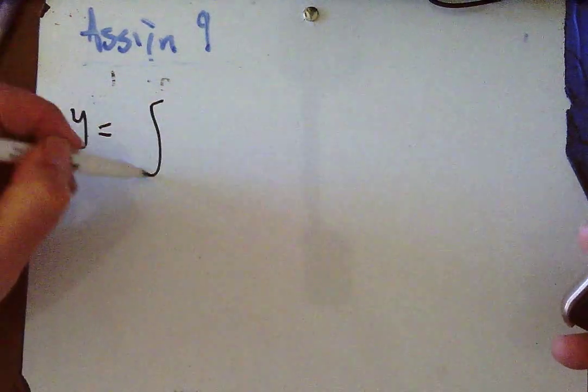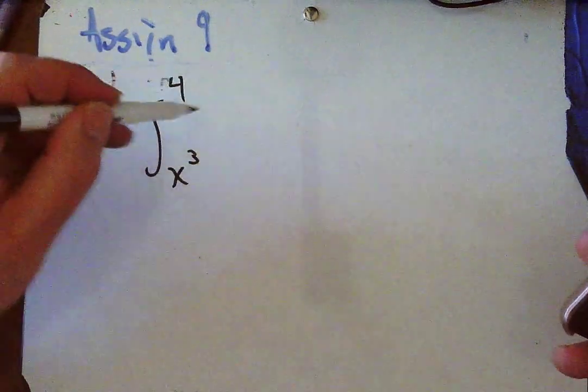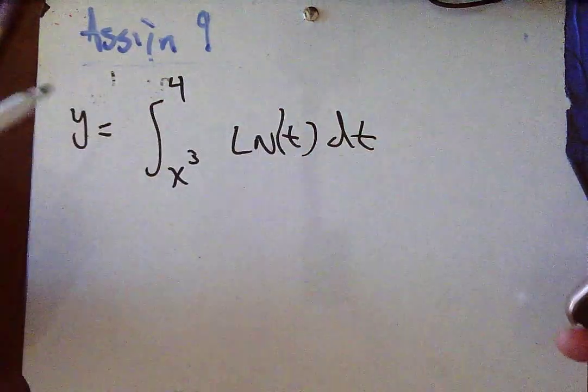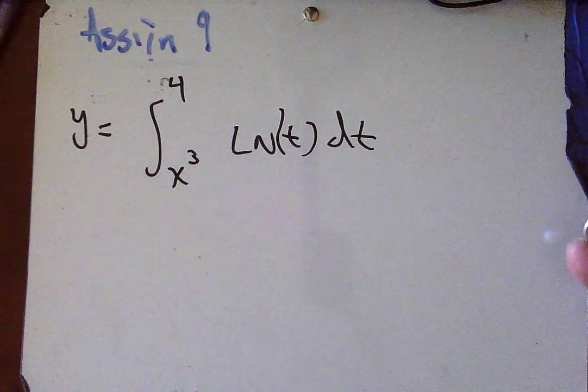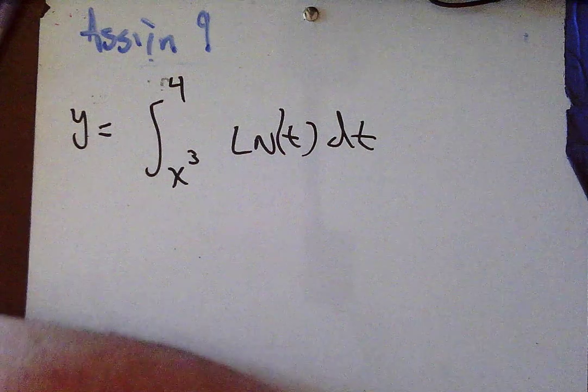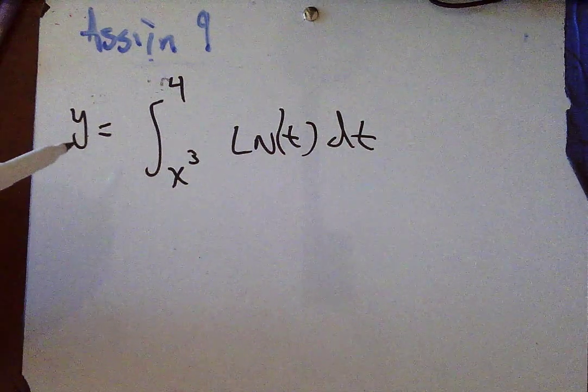All right, how about this one? y equals the integral from x to the third to 4 of ln of t dt. Remember, we're trying to find y prime here, we're trying to find dy/dx. So pause your video, give it a try, come back when you're done.